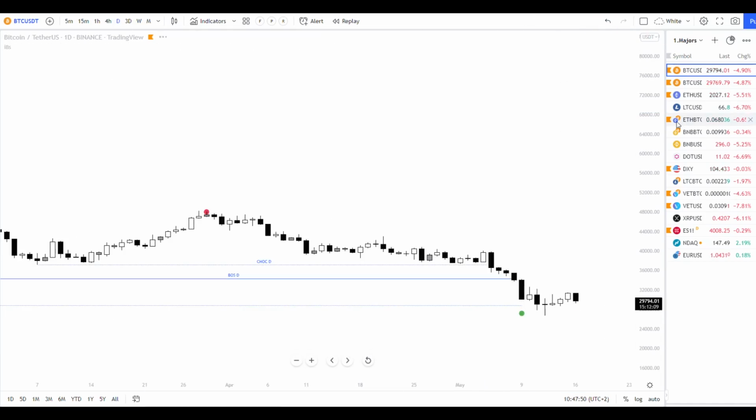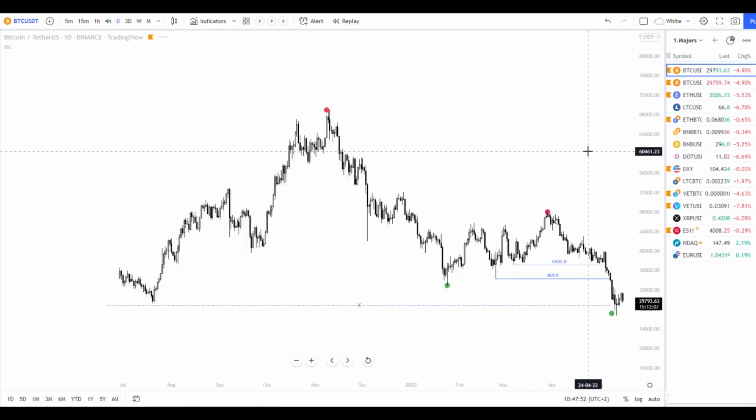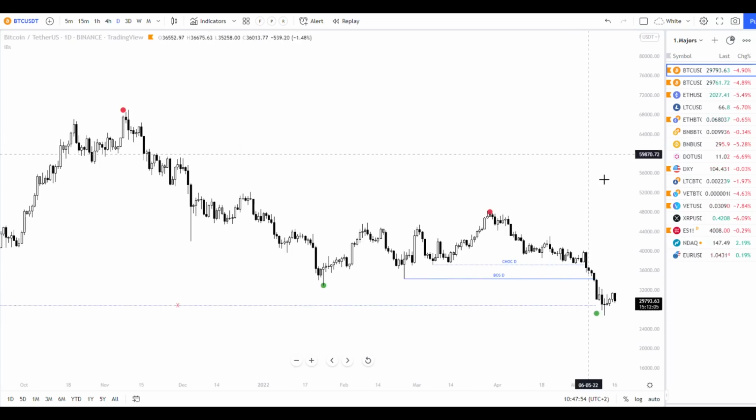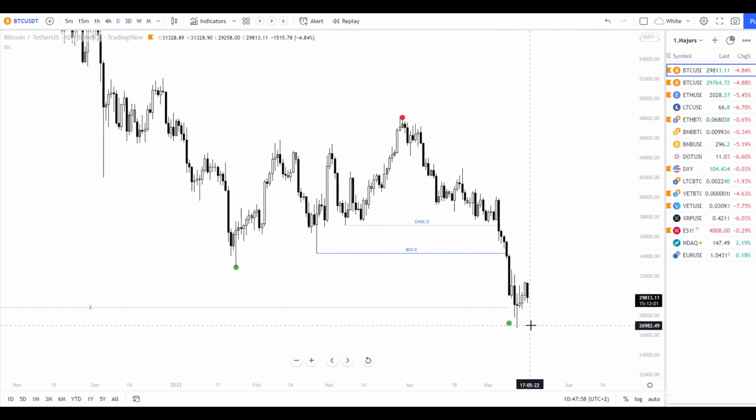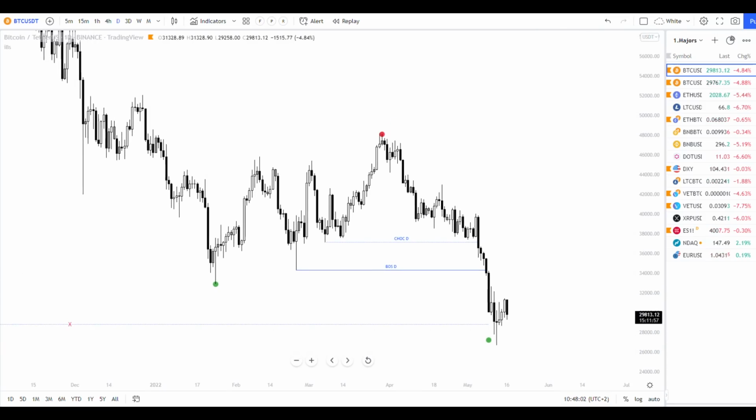On the daily, we do have the range from 48 to 27, 26. And here also still lower highs and lower lows, so we need to break the structure to the upside, which is far from here, because this is on the daily.